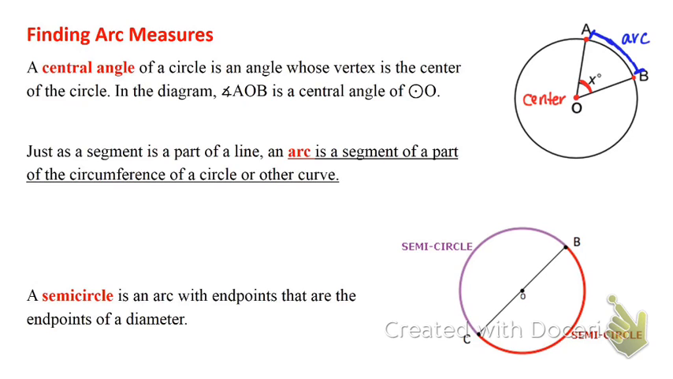So if the arc is large enough, in other words, if the arc goes halfway around the circle, then the arc ends up being called a semicircle. So in this picture here, you can see that you've got a semicircle, which is an arc, right? It's a piece of the circumference, but it goes halfway around the circle.